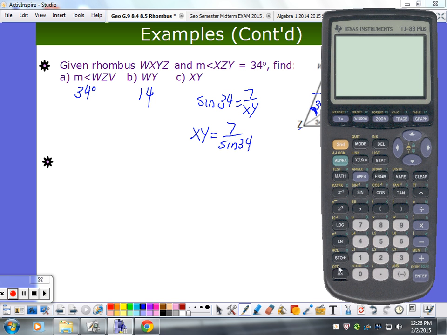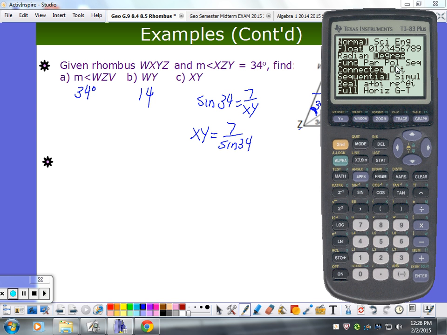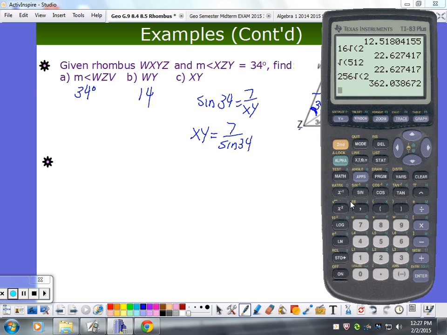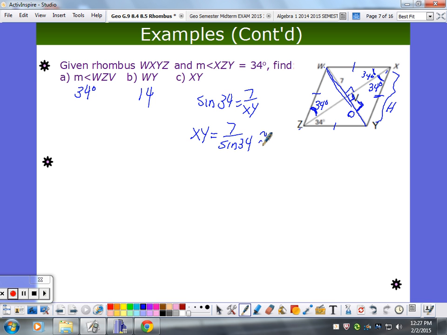I'm going to check my mode as soon as I turn it on. Make sure the mode is in degrees. So 7 divided by the sine of 34, approximately 12.5-ish, 12.52, I guess I should do. So yeah, all these little things we learned about right triangles will come in handy now, because with the rhombus and with the square, you get all these little right triangles because of the diagonals. Good stuff, all good times.